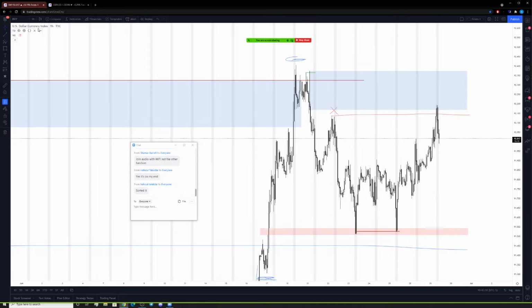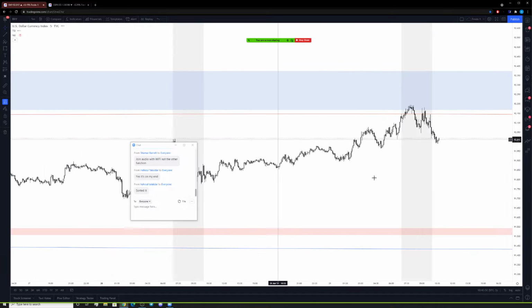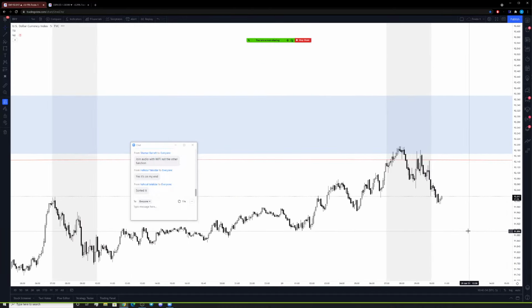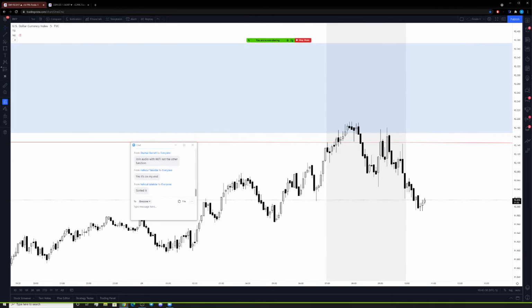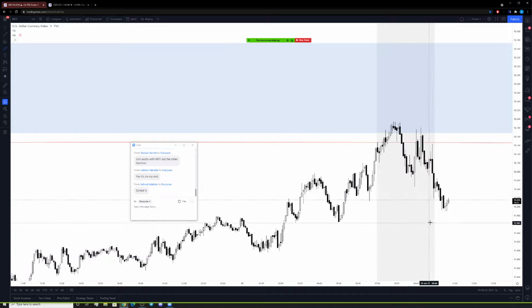Now it's just a matter of studying the reaction inside of the optimal time of entry, right? And I didn't act on this based on EU, but I acted on it on GU, and I'll show you why.